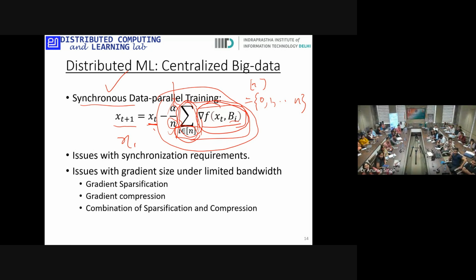So the gradient that we have computed: if your model X belongs to a 1 trillion dimensional real space, R to the 1T, then your gradient, this nabla F, also belongs to the same space. The gradient has the same dimension as your function, right?